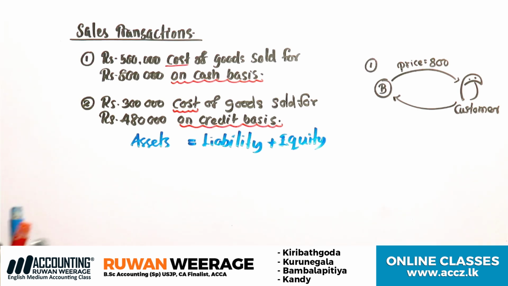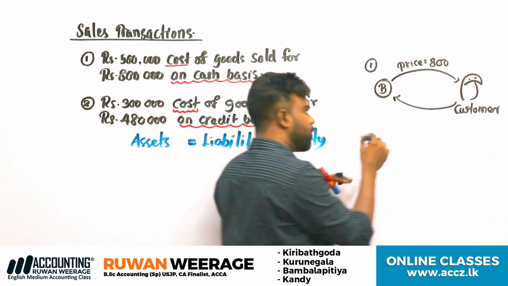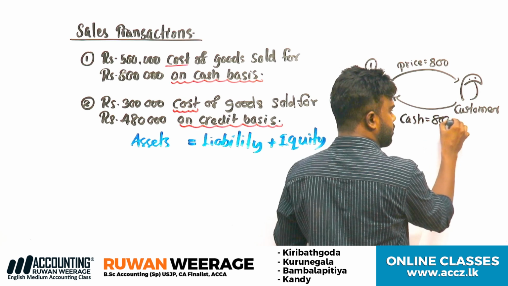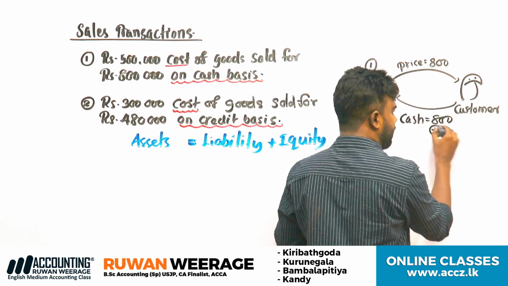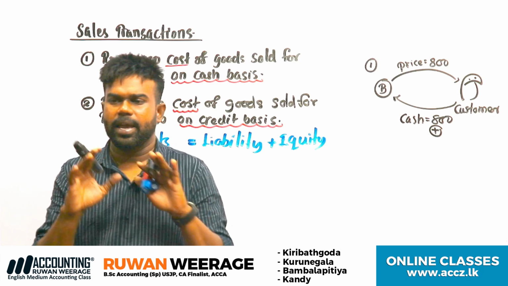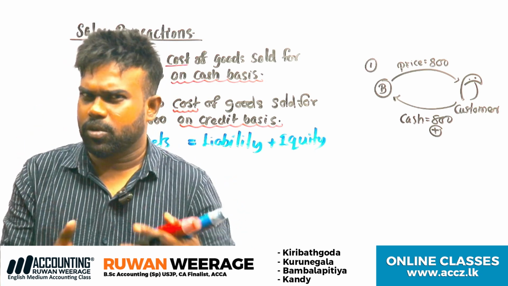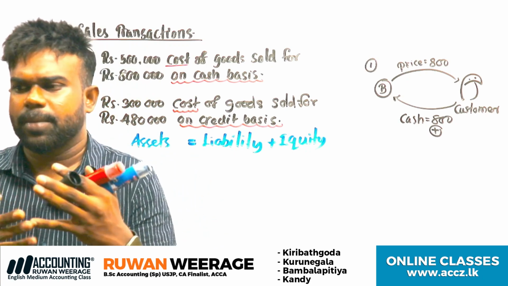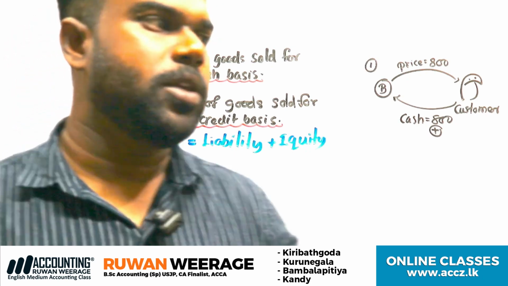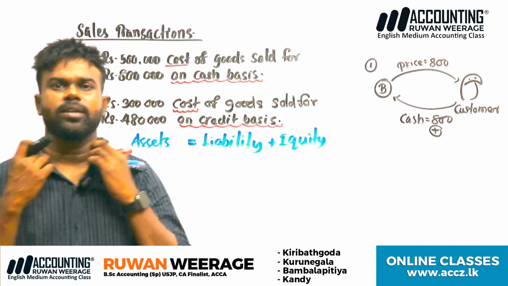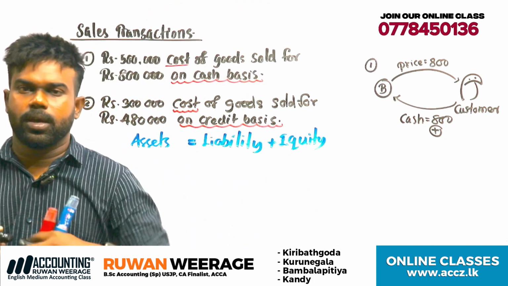What will be received? Cash will be received for around 800,000. Cash has increased. So is this 800 sales income or cost of sales? What do you think? What is the meaning of price? Income or expense? It will be income or expense. 800. Can you tell me what?